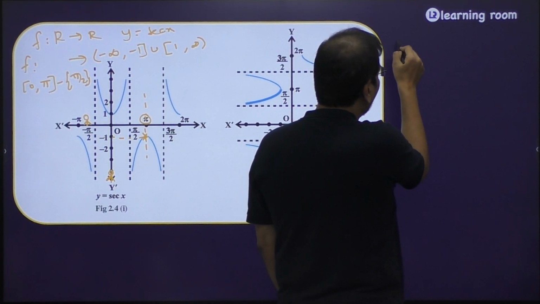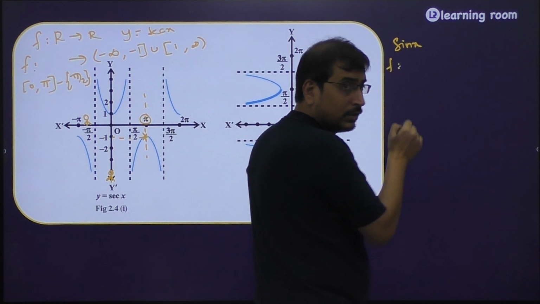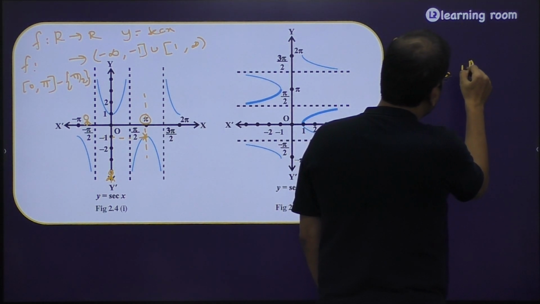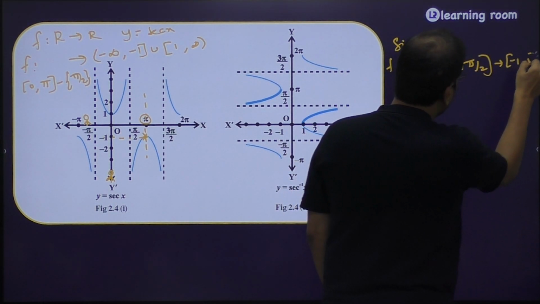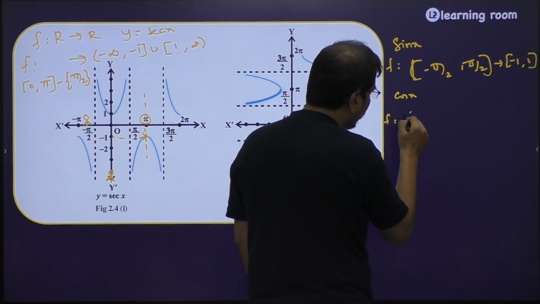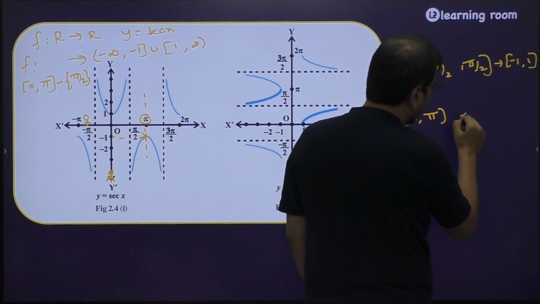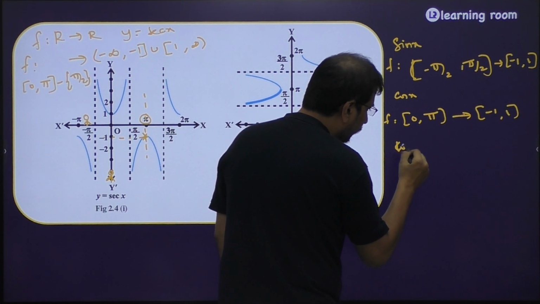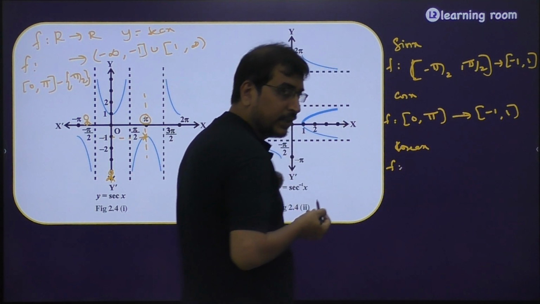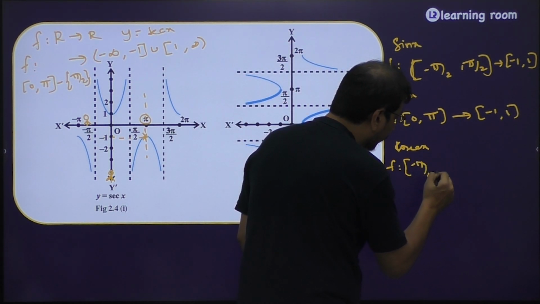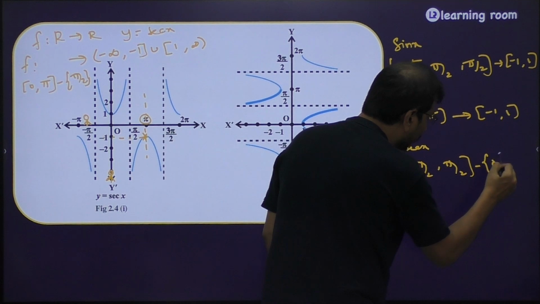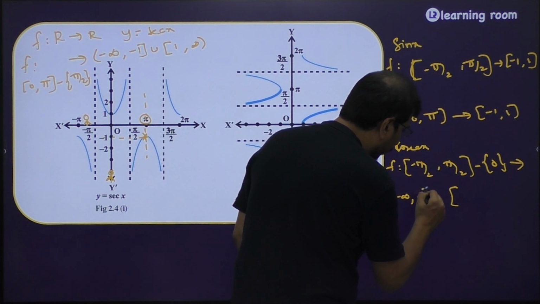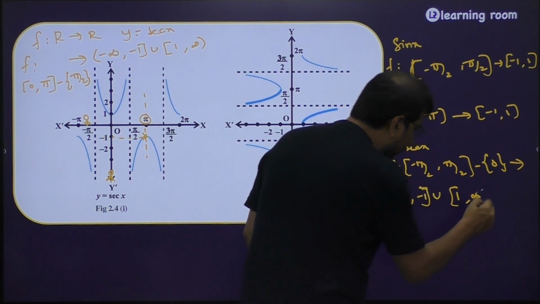See, for example, for sin x, what is the restricted domain and range? f maps from minus pi by 2 to pi by 2, to minus 1 to 1. What about cos x? 0 to pi, to minus 1 to 1. What about tan? We didn't write it. We saw for cosecant. So for cosecant, what did we write? Minus pi by 2 to pi by 2, from this you are removing the 0, and the range goes from minus infinity to minus 1, union 1 to infinity.